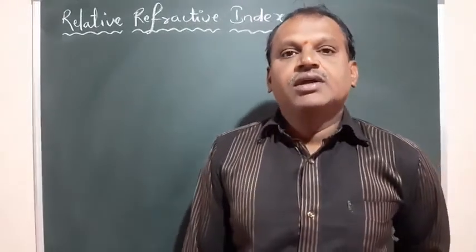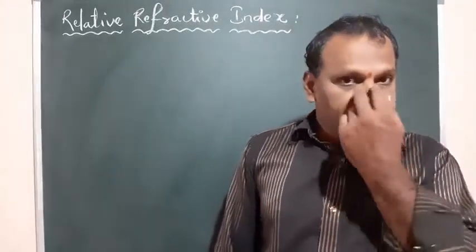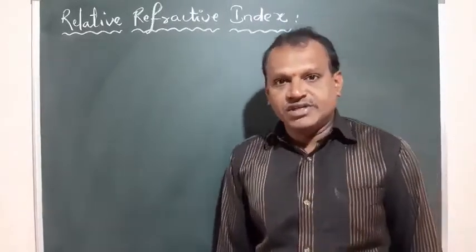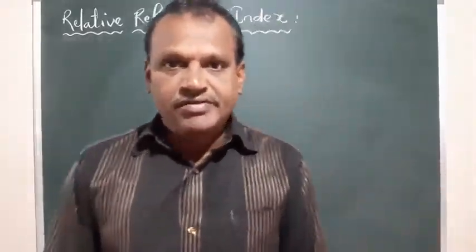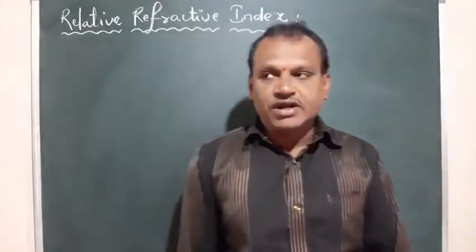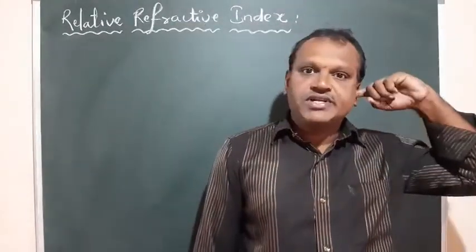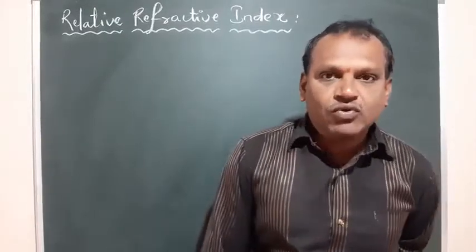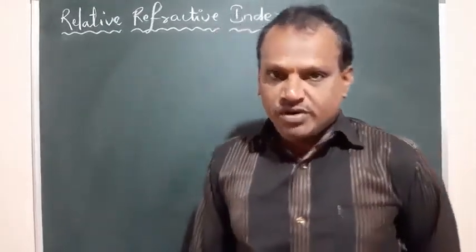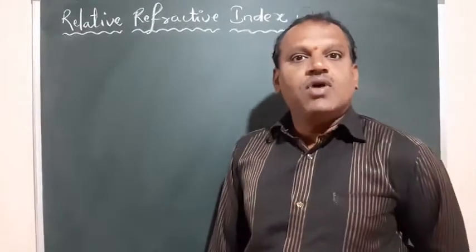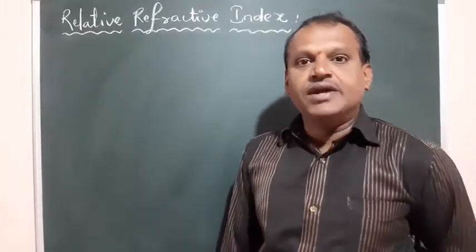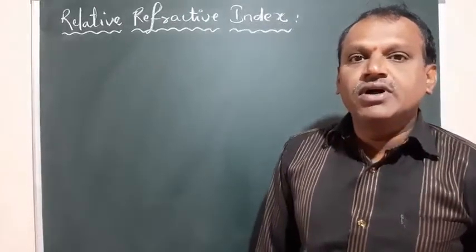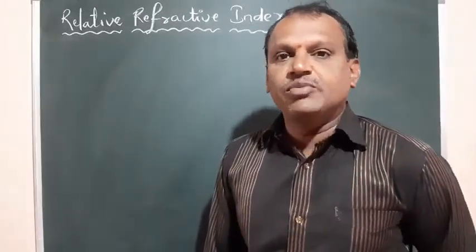You can write that equation in terms of velocities or in terms of wavelengths, which we already saw in the last video. And I gave some values of the absolute refractive index for certain mediums: for free space or air it is equal to 1, for glass it is 3 by 2, for water it is 4 by 3, and for diamond I gave 2.4. These are the values of absolute refractive index for the respective mediums.